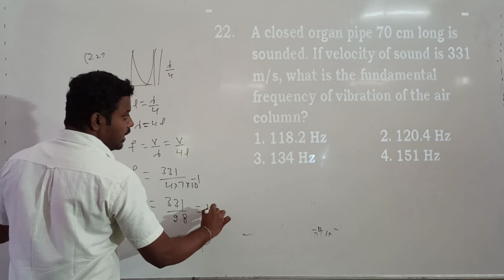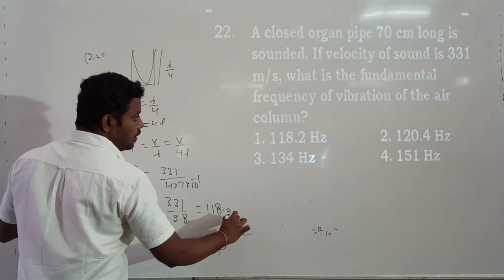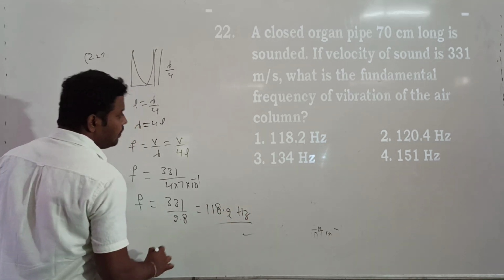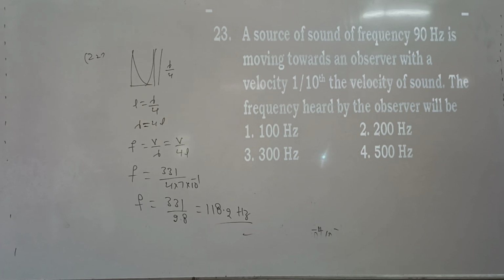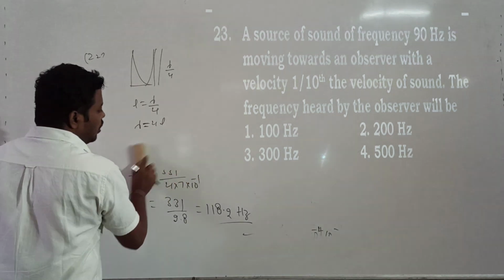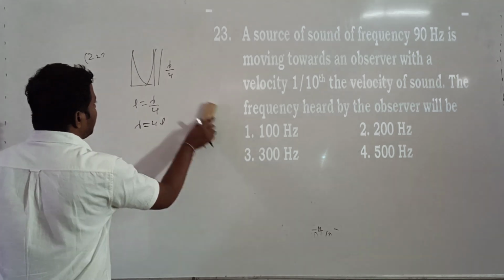So 3 times means we get 118.2 H. Okay? That is question number 20. Next, question number 23. Question based on the Doppler. So waves are very important.